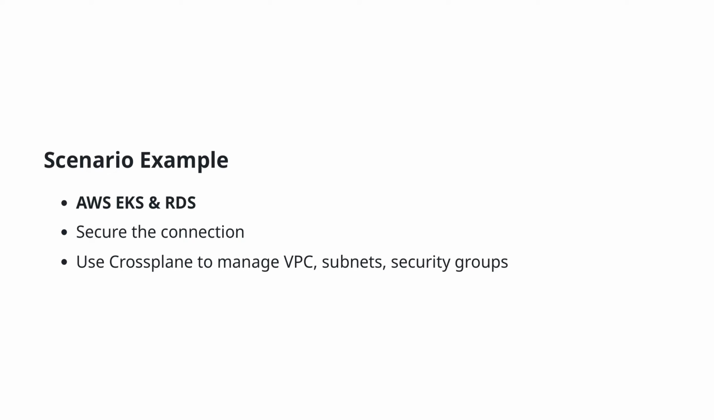The objective here is to ensure that our connections are as secure as possible while using Crossplane to manage our network components. Specifically, we'll be leveraging Crossplane to set up virtual private clouds, VPCs, subnets, and security groups. These components are essential for isolating and securing your networks, preventing unauthorized access to your databases. By configuring Crossplane to manage these resources, we streamline the process and enforce consistency across your infrastructure. This approach not only simplifies management, but also strengthens your security posture.